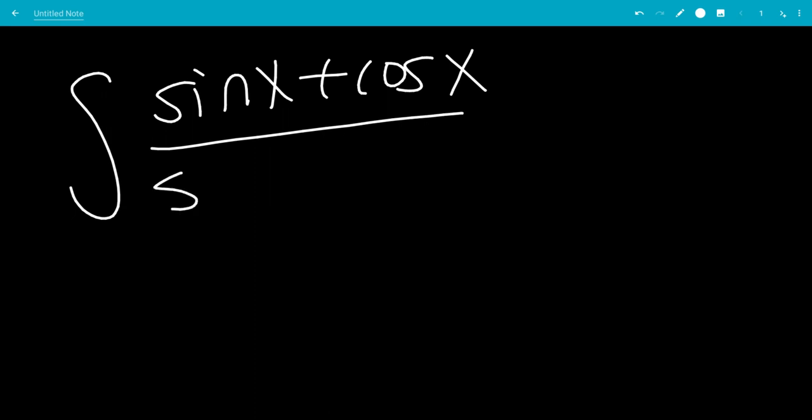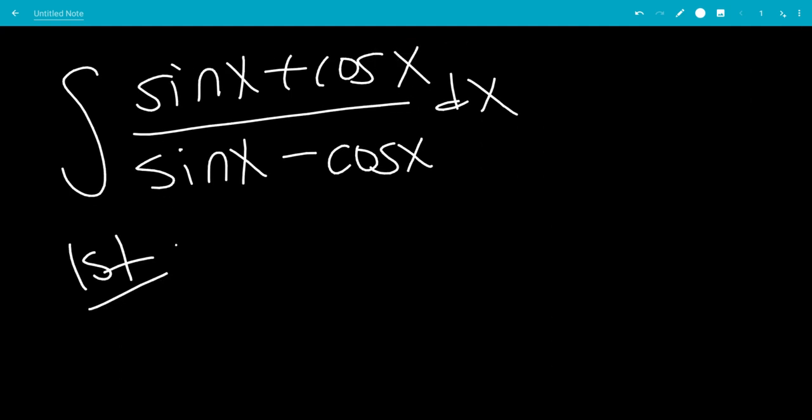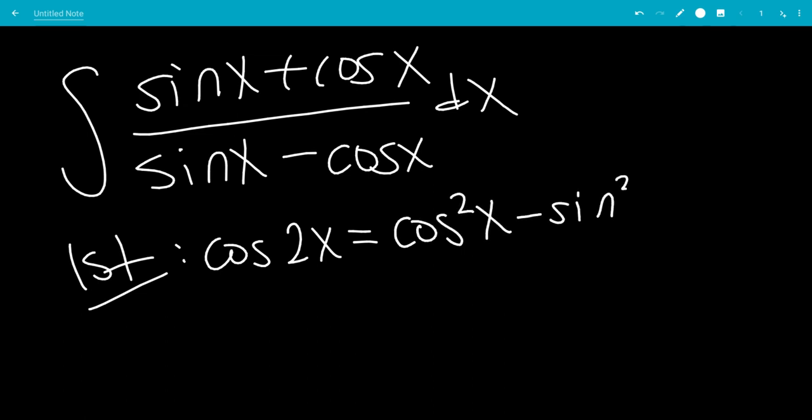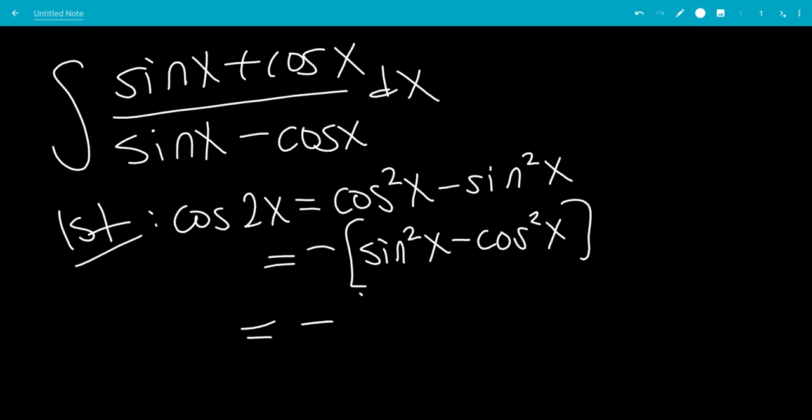In this video, we're going to do the integral of (sine x plus cosine x) all over (sine x minus cosine x) dx. The first way we're going to do this is we're going to look at cosine of 2x. There's a trig identity, that's cosine squared x minus sine squared x. We're going to take out the negative sign, so that would be negative, sine squared x minus cosine squared x. We just flipped it.